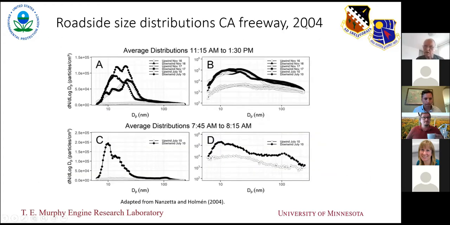Jump forward about 30 years, and here are some more roadside measurements in California. Again, you see a similar modal structure. These are all downwind measurements. This is upwind, so the difference is what's being added by the roadway. We've got different times of day, morning and afternoon, but again, you see the same sort of modal structure. The curved plots on the right are log scales, just another way of looking at the data.